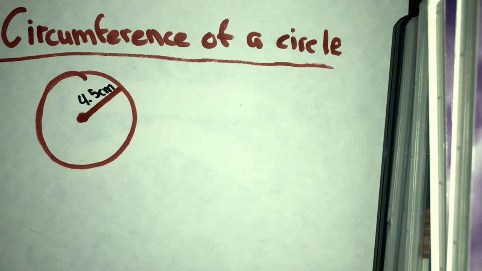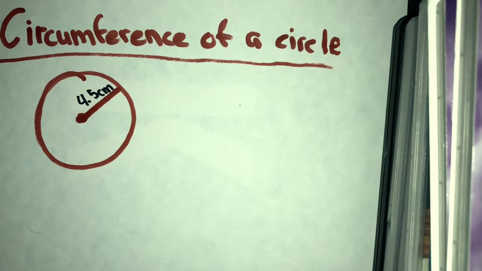Circumference of a circle. When finding the circumference of a circle, there are two ways to do it. Circumference equals 2 pi radius, or circumference equals pi diameter. I'll show you both ways. My first example will be circumference equals 2 pi radius.